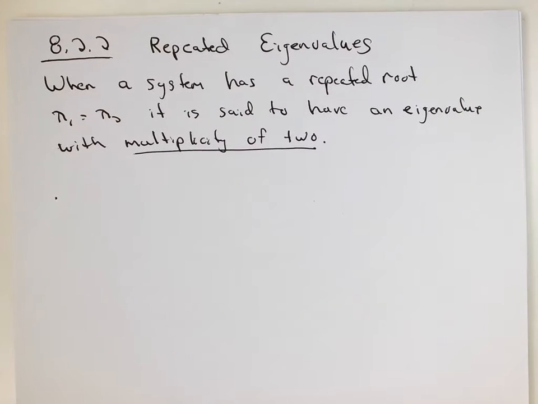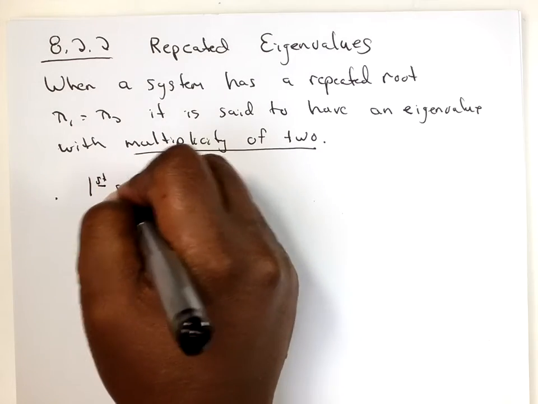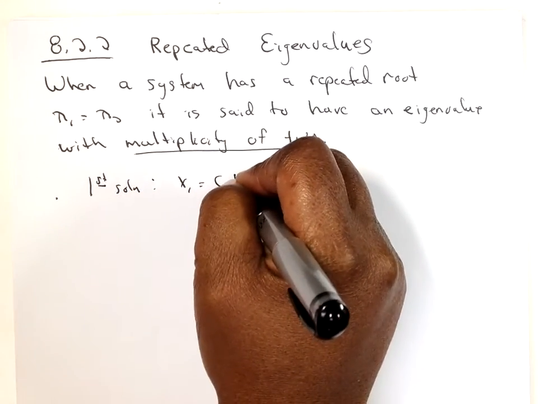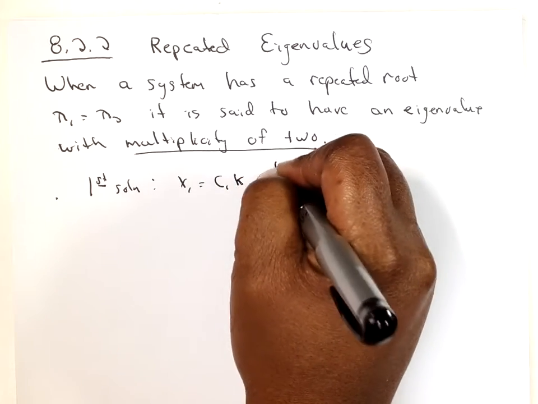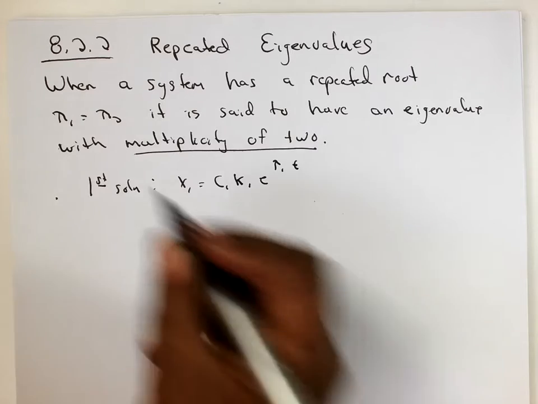Now we're looking at repeated eigenvalues. So when a system has repeated roots, lambda 1 equals lambda 2, we're said to have an eigenvalue of multiplicity 2. So our first solution is just C1 K1 e to the lambda 1 t, just the same as before.